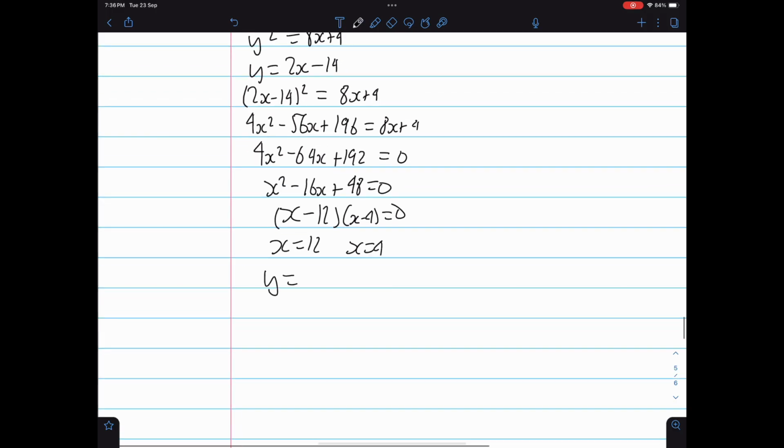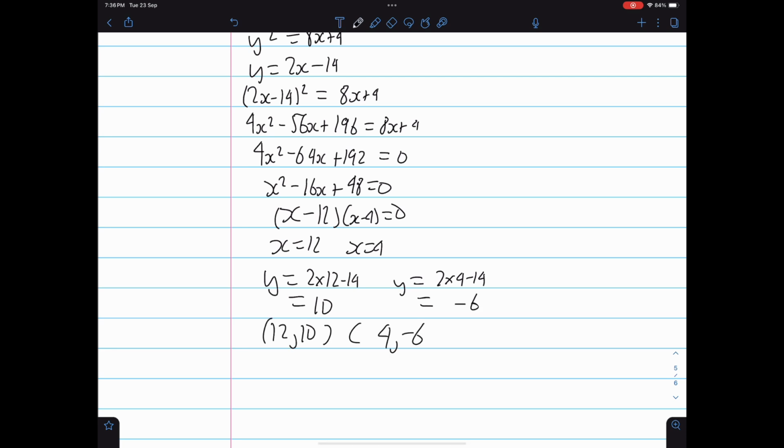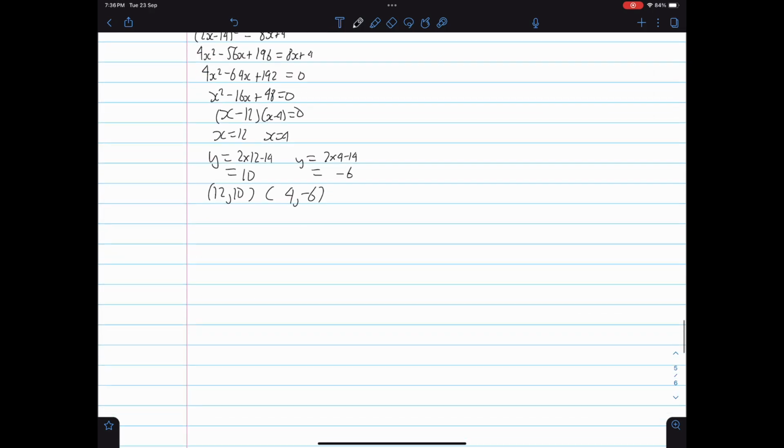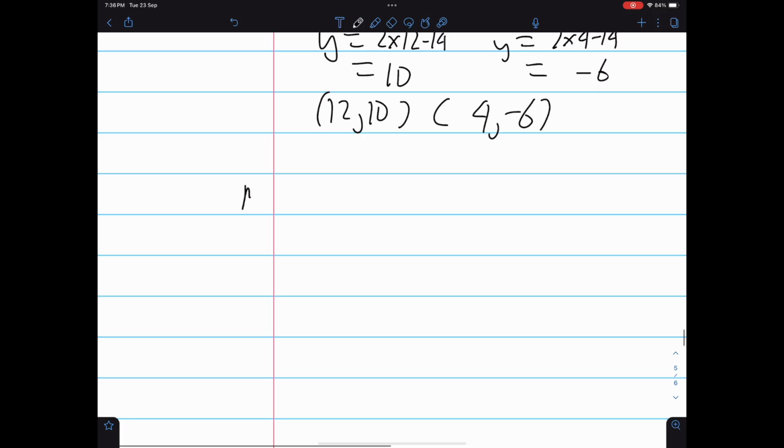And then y will just equal 2 times 12 minus 14, so that's 10, or y will equal 2 times 4 minus 14, which is negative 6. So we've got (12, 10) and (4, negative 6). Let's keep on going.